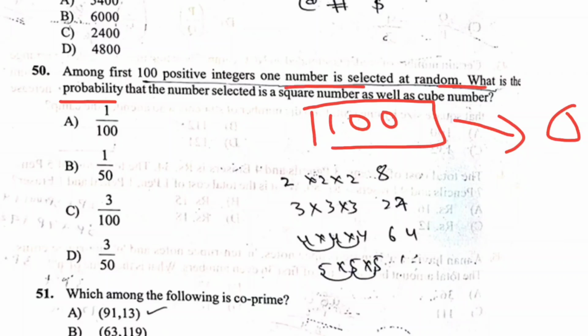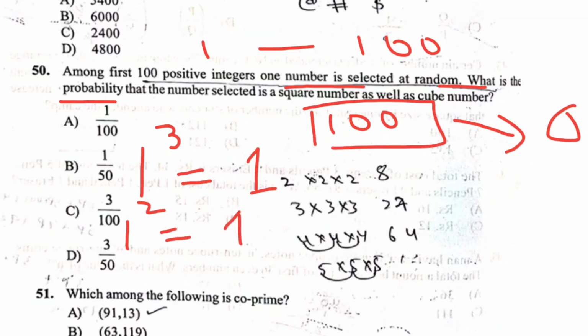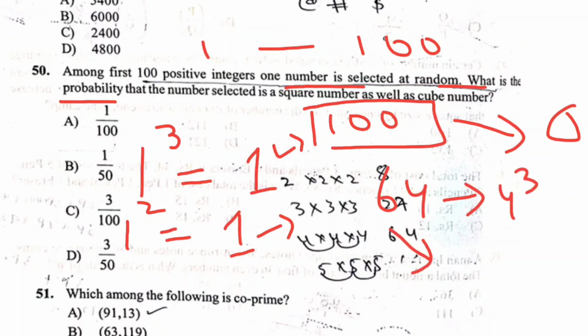Now between 1 and 100 inclusive, you can see 1 cube is equal to 1 and 1 square is also equal to 1. So one number is 1, another number is 64. So 64 is 4 cube and 64 is 8 square also. So we have only two numbers, 64 and 1, between 1 and 100, which are square as well as cube numbers.